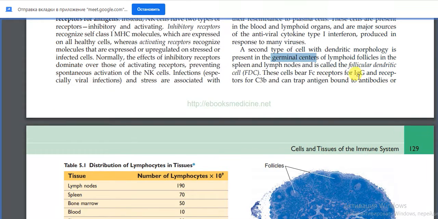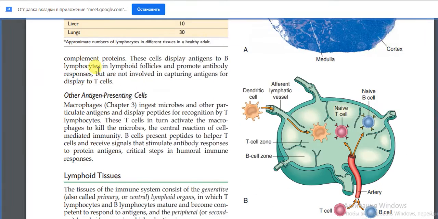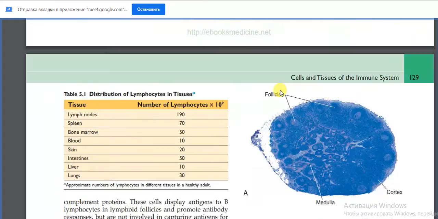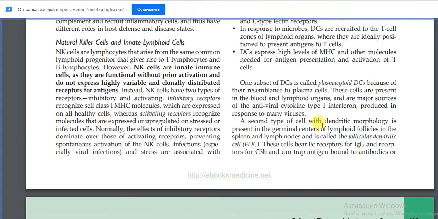These cells bear Fc receptors for immunoglobulin G and receptors for C3b, and can trap antigen bound to antibodies or complement proteins. These cells display antigens to B lymphocytes in lymphoid follicles and promote antibody responses, but are not involved in capturing antigens for display to T cells. So you see, it seems like a similar cell, but it has a slightly different function. They bear Fc receptors for immunoglobulin G.